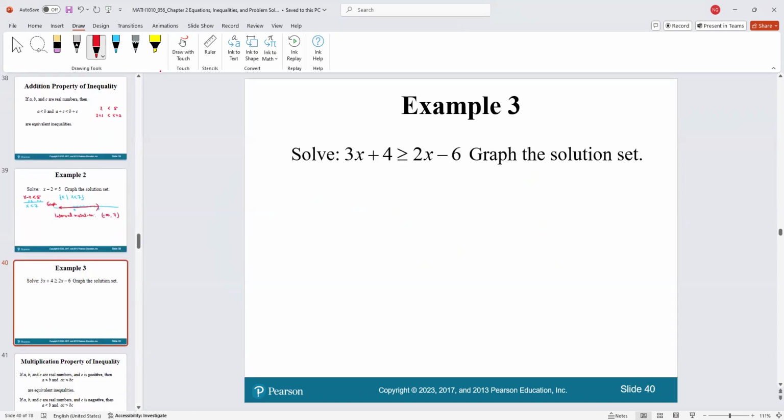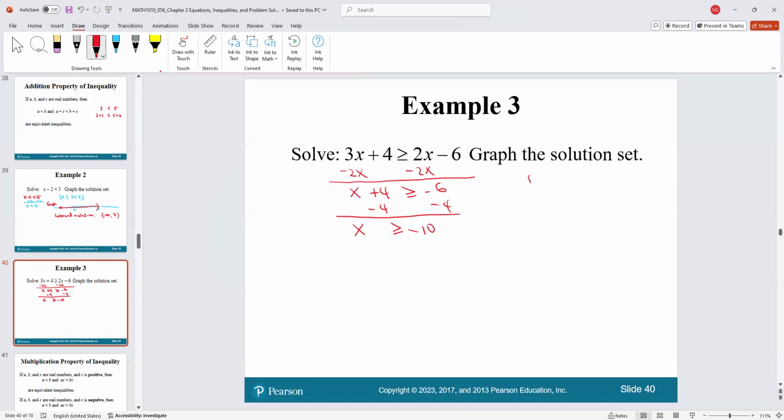Here, combine like terms. We need to subtract 2x from both sides to isolate the x and bring all x's to the left. 3 minus 2 is only 1x plus 4 greater than or equal to negative 6. Now let's get rid of the 4. Remember, if you have addition, you need to subtract. If you have subtraction, you need to add. Because we have plus 4, we subtract 4 from both sides. So 4 minus 4 is gone, x is greater than or equal to negative 6 minus 4. Two numbers with the same sign, you add and keep the sign. So we have the solution set.